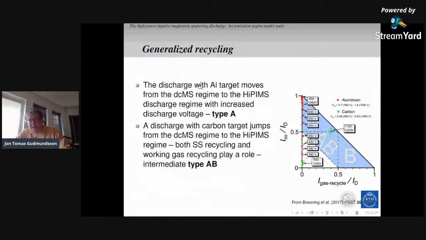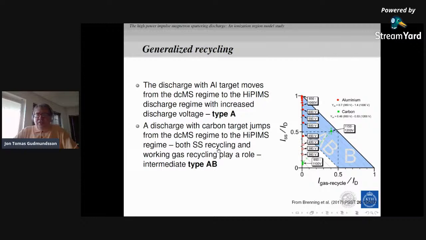So now let's look at some of the cases we have discussed. If we look at the aluminum, we see that from the graphs I showed you before, as we increase the current, increase the discharge voltage, more and more of the current is composed of aluminum plus. So we go from low current and we move up and up on the y-axis. At 1000 volts, almost all the current is due to aluminum plus. So this means that an aluminum target leads to a discharge of type A. So it is entirely self-sputter recycling.